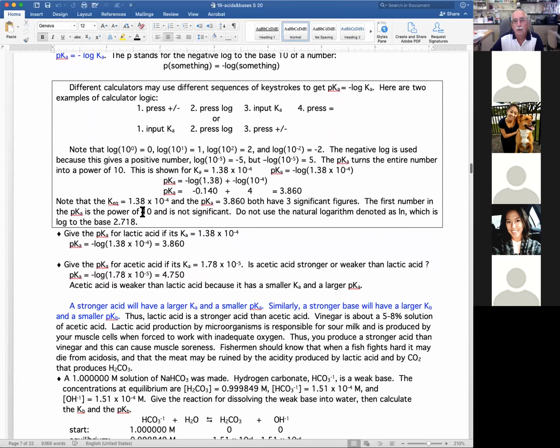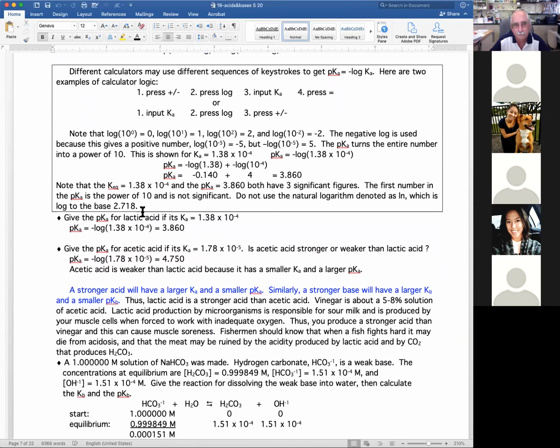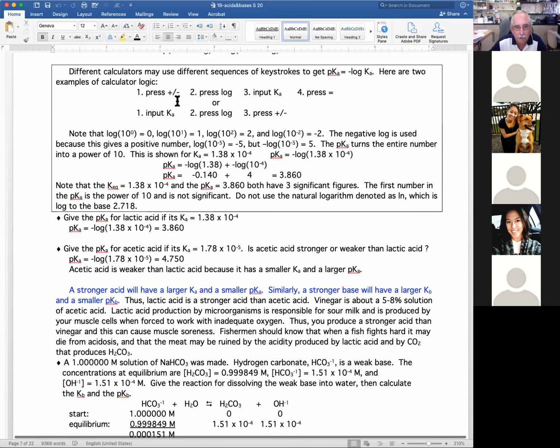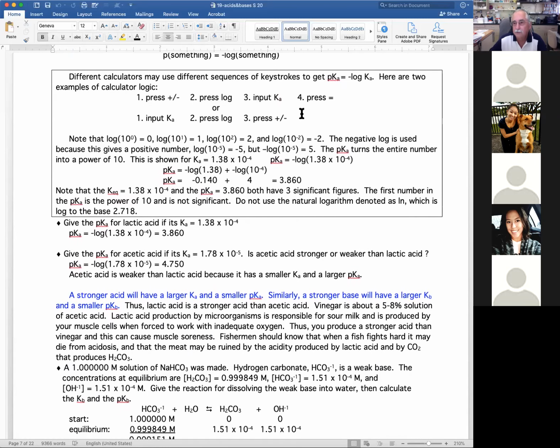So now your calculators are probably going to be different. Here's the major way that you do it on a calculator. Sometimes you'll have to push the change sign button, then you hit the log button. Then you input your Ka, and then you hit the equal sign. In other calculators, the logic is you input the Ka, hit the log, and then you change the sign. And I have no idea what your calculator would be like, so you just have to figure out on your own which is the one that your calculator uses.